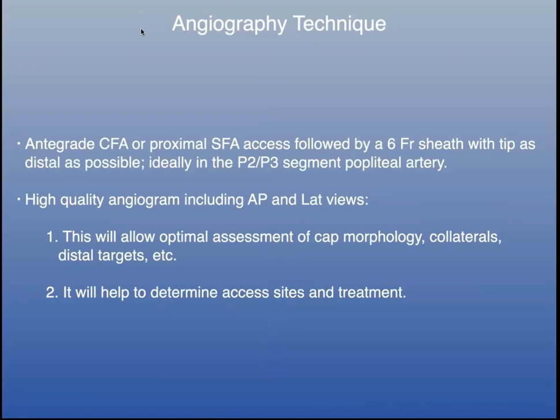So let's talk about angiography. How do I do below knee and below ankle angiography? I think if you're going to be fixing things below the knee and below the ankle, it really helps to go antegrade if you can. So antegrade CFA or even proximal SFA access, typically with a 6 French sheath, with the tip really as distal as possible, ideally in the P2 or P3 segment, so the mid or distal segment of the popliteal artery. And then that gives you really high quality angiograms, and you always want to include AP and lateral views.